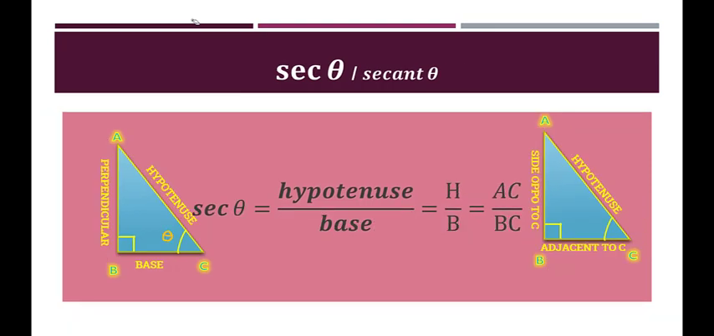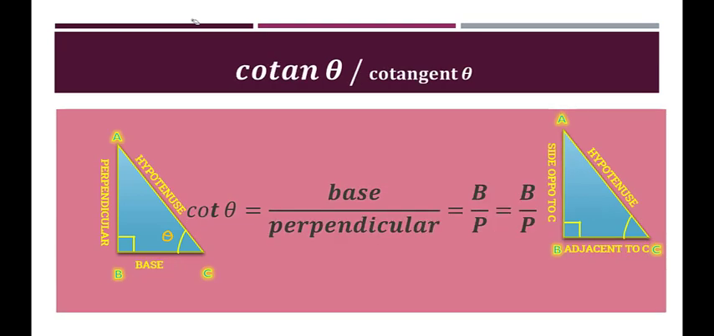Secant theta. Secant theta is equal to hypotenuse upon base. So what is hypotenuse? Side opposite to the right angle, that is AC. And what is base? Side adjacent to the given acute angle, that is BC. So secant theta is AC upon BC. Cotangent theta. Cotangent theta is base upon perpendicular. And what is base? Base is the side adjacent to the given acute angle, that is BC. Similarly, what is perpendicular? Perpendicular is the side opposite to the given acute angle, that is AB. So cot theta is BC upon AB.